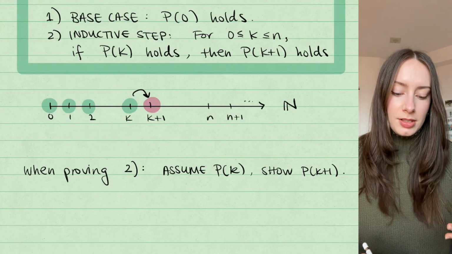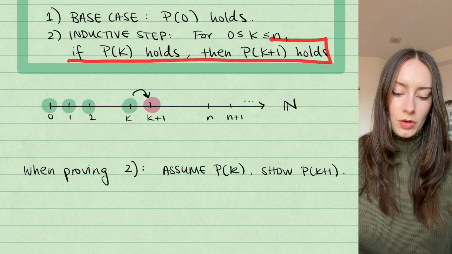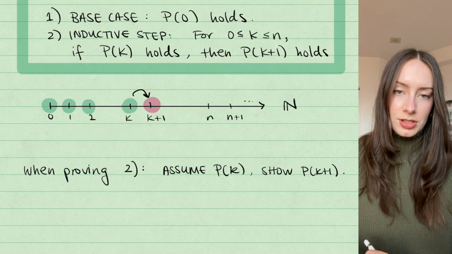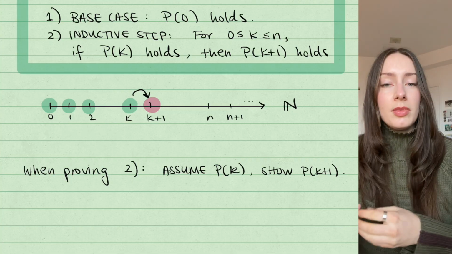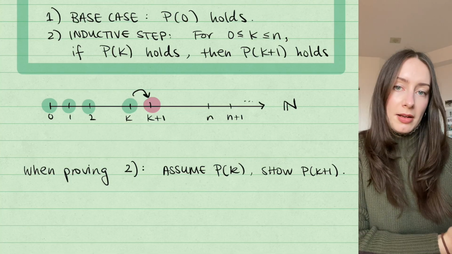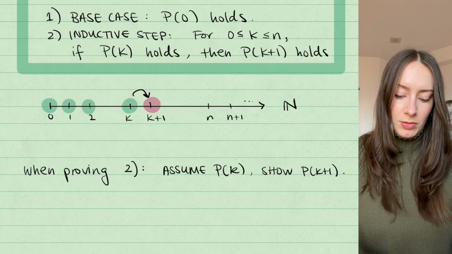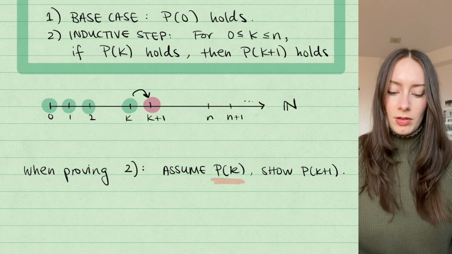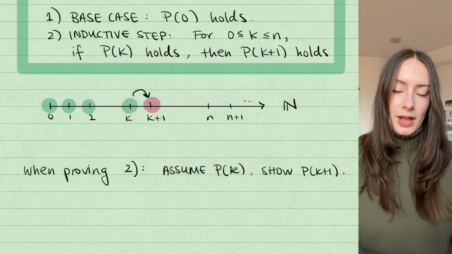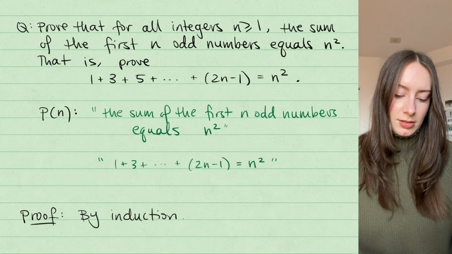Another thing I want to mention is that the inductive step is an implication, so we need to show this implication statement. When we prove implications, we assume the if part and we try to show the then part. So when we're showing the inductive step in these types of proofs, we want to assume p of k holds, or p of k is true, and we want to show p of k plus 1 is true. So that's how we're going to structure the proof. Okay, let's go back to our question.